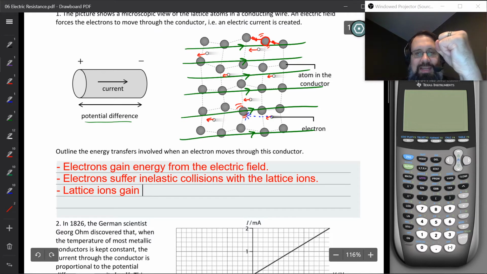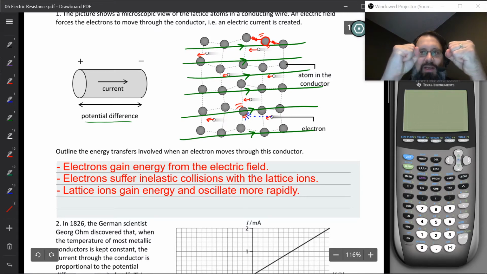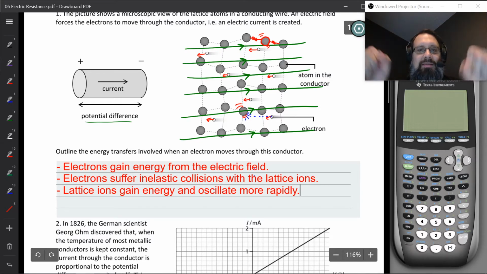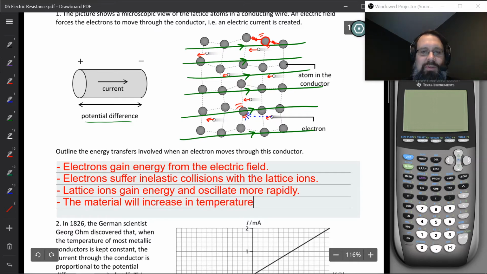But what will happen if you have a stationary atom right here, and an electron comes flying in and hits it? What's going to happen to the lattice ion? It's going to move. So the lattice ions gain energy and oscillate more rapidly. So what do we say about that? If an atom starts to oscillate more rapidly, what do we say? The material is going to do what? What happens if you take atoms that are like this and they start to go faster? What does that tell you about the material? It gets hotter. Yeah. The material will increase in temperature.